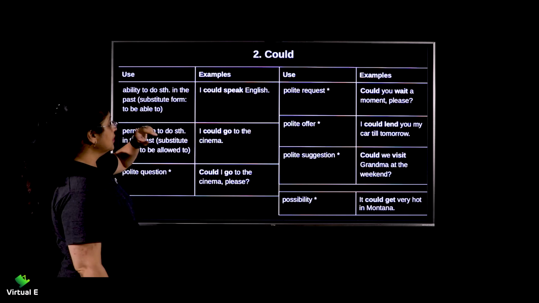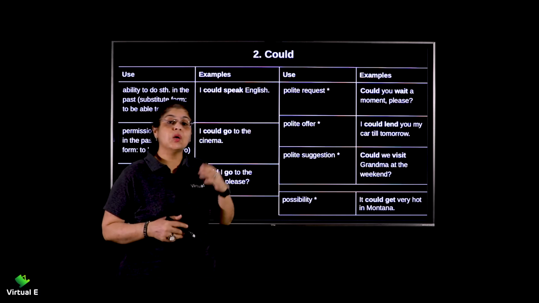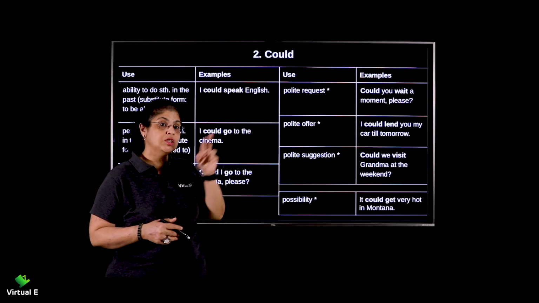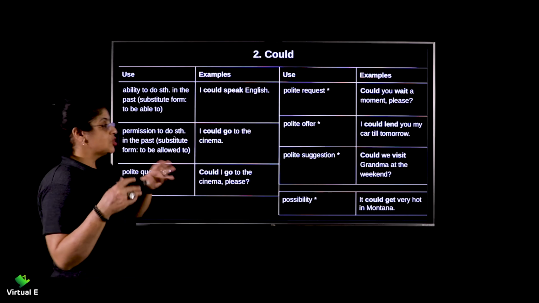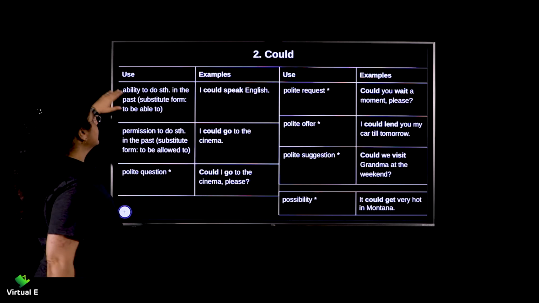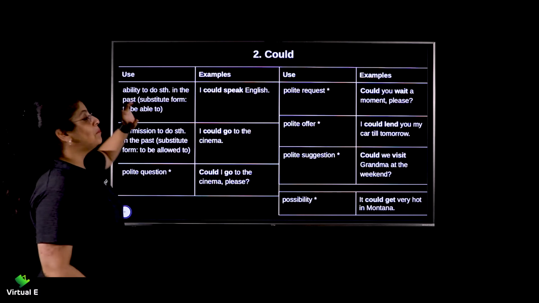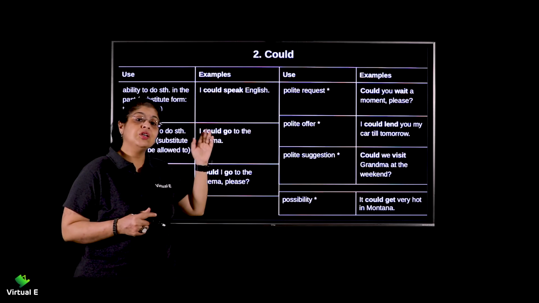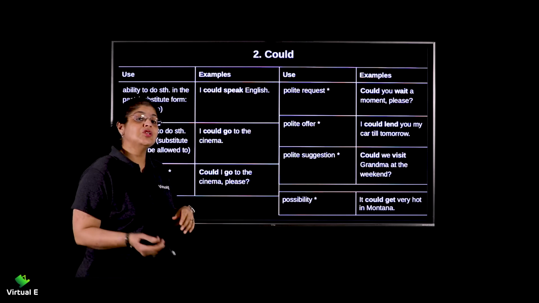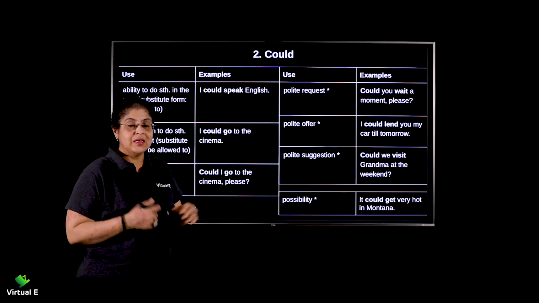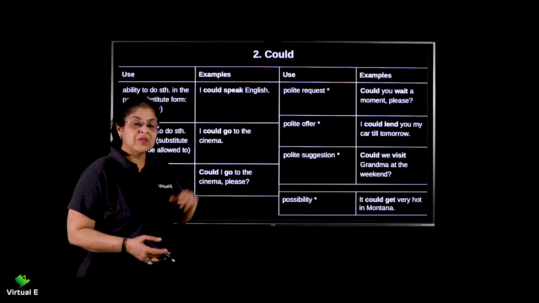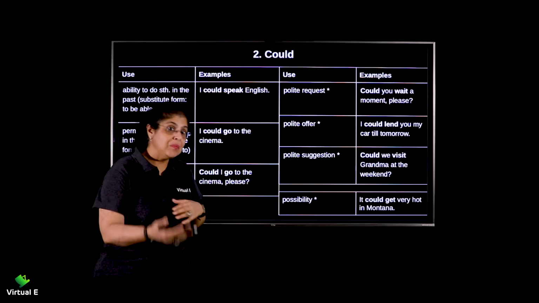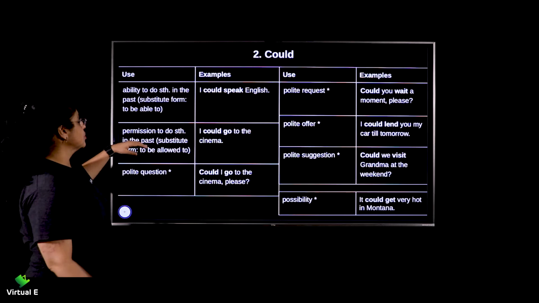Could. Now remember, could is your past tense of can. So remember I told you the pairs can, could, may, might, will, would, shall, should, and so on. Now the ability to do something in the past. I could speak English. I could dance very well. When I was young, I could dance very well. If your grandma is telling you the same thing, I could do it, then I was able to do it. Can, could, able to, right? So I was able to do it.